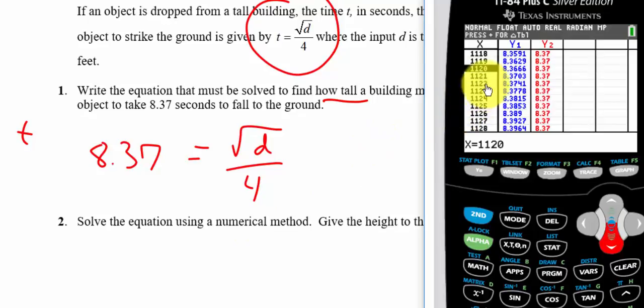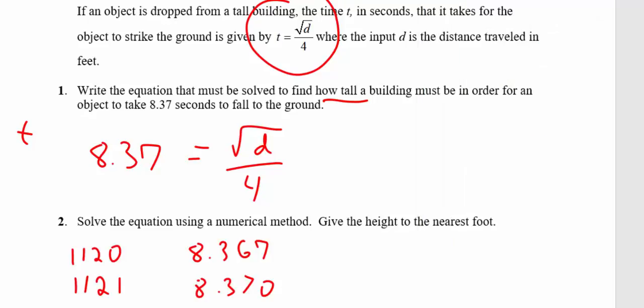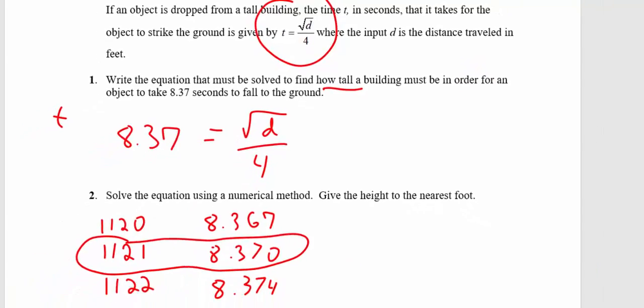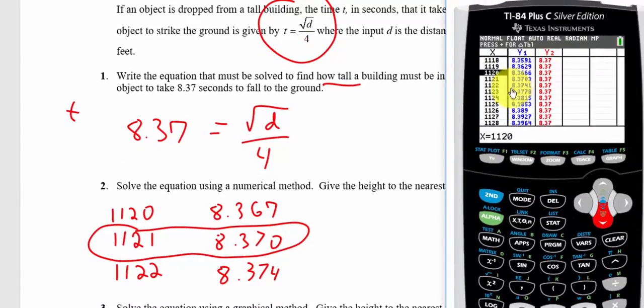We're going to write 3 rows. So I'm going to write 1,120, 1,121, 1,122, and so on. So here's me expressing my answer using the table method. And I'm going to go with 1,121 feet. And again, that came from my table. 1,121 feet. So an object dropped from this height will take 8.37 seconds to hit the ground.